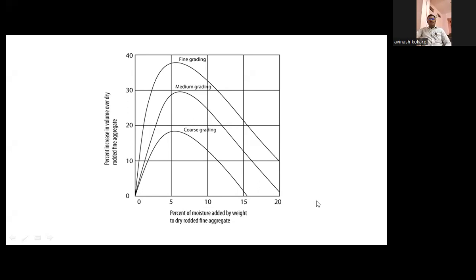This graph is available in our books also. It shows the percentage of moisture added by weight to dry rodded fine aggregate. In the x direction you can see the percentage of moisture, and in the y direction you can see the percentage increase in volume over the dry rodded fine aggregate. It means what?